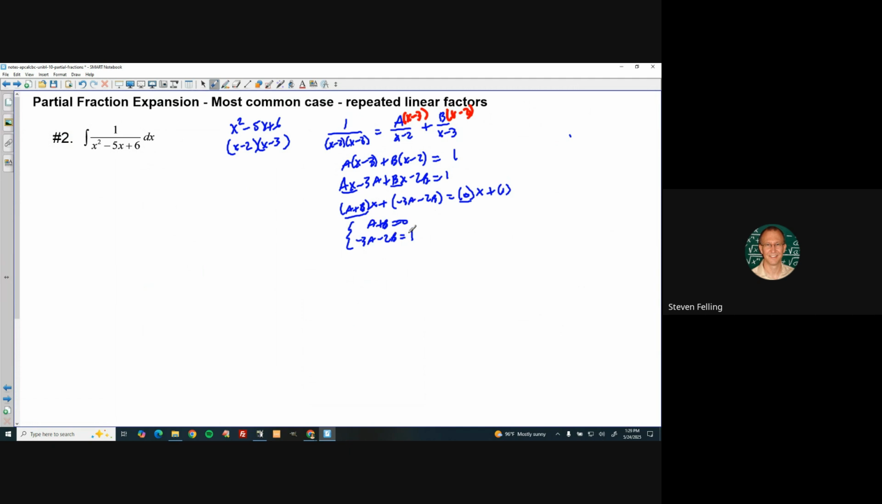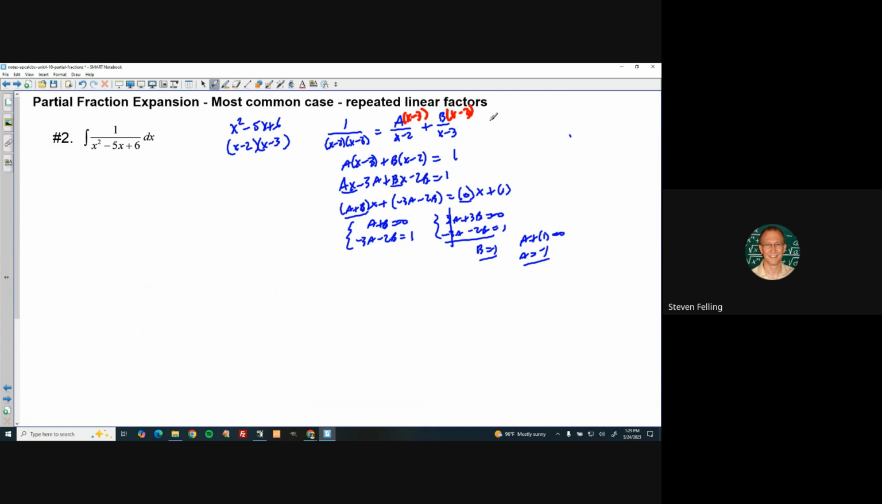I could get this to cancel really easily if I just multiplied the top by 3. So 3a plus 3b equals 0, and we have negative 3a minus 2b equals 1. If we add them, those cancel, we get a total of b equals 1. And then a plus that b of 1 has to equal 0, so a is negative 1.